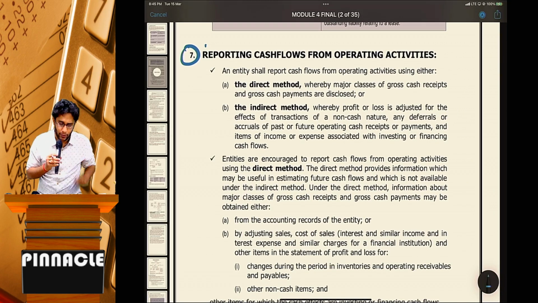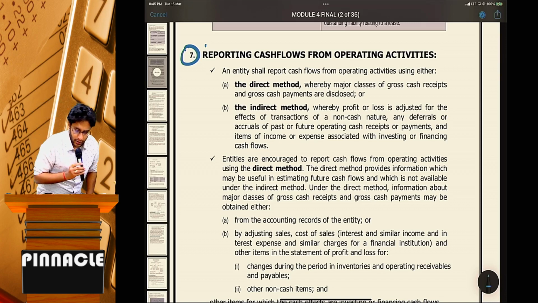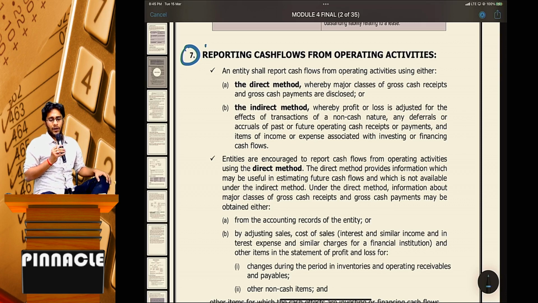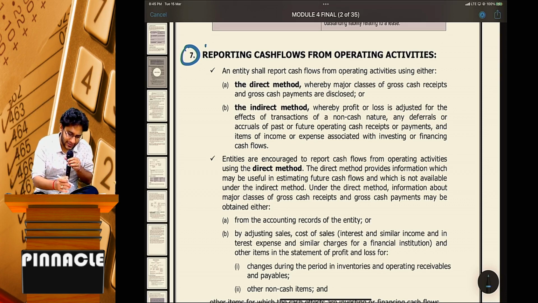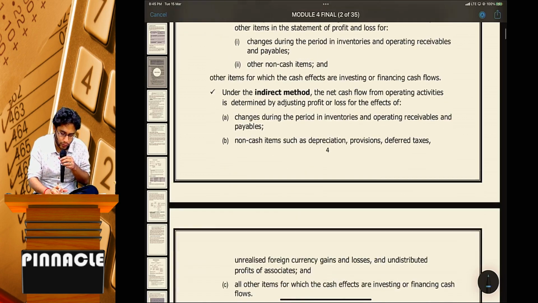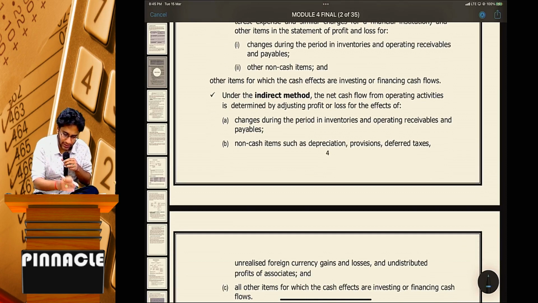Sir, the 7th point heading is reporting cash flows from operating activities. As we discussed already, for operating activities, two methods are there, direct and indirect method. So he is explaining how to do the direct method and how to do the indirect method. Normally the indirect method we know. First go and read the indirect method, last point, sir.